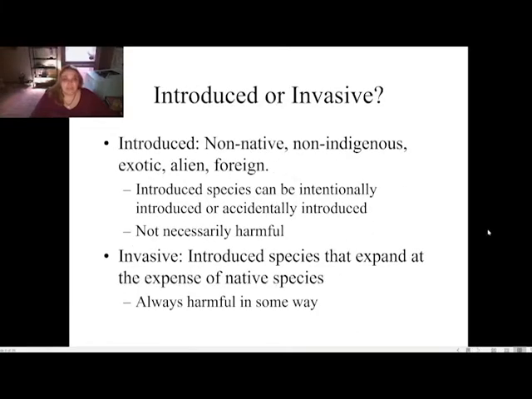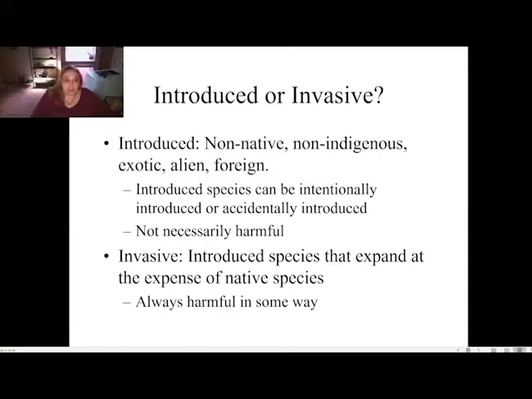So then we have the terms introduced and invasive. A lot of times people will use these interchangeably, but they actually mean something different. Introduced can also be called non-native, non-indigenous, exotic, alien, or foreign. Any of those are the same. But invasive is different. Many species have been introduced to new areas from human activity, and some of them are intentional, some of them are accidental. We'll get into cases of both of those later.